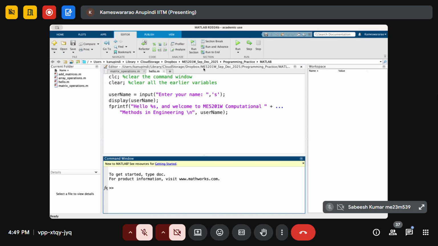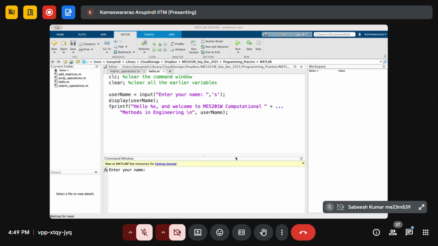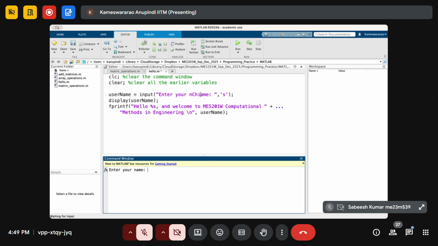So if I were to run this, I just click on run and it will say enter your name. Let's pick some name from our class. Let us say Chidambaram. Okay, it says hello Chidambaram and welcome to ME5201W Computational Methods Engineering.